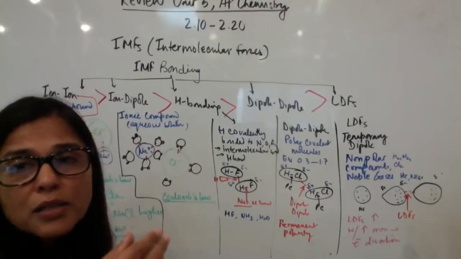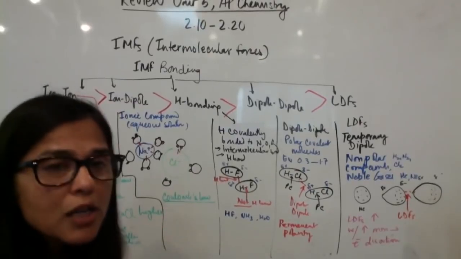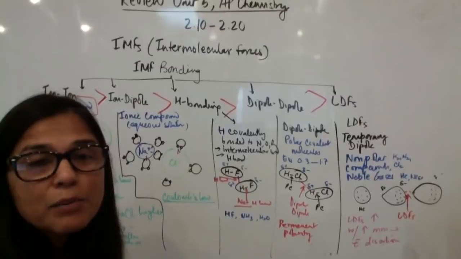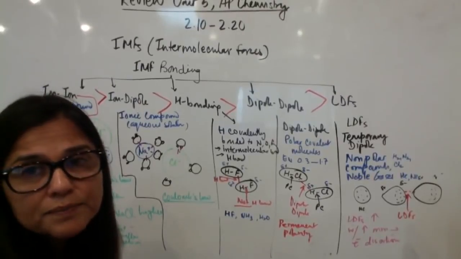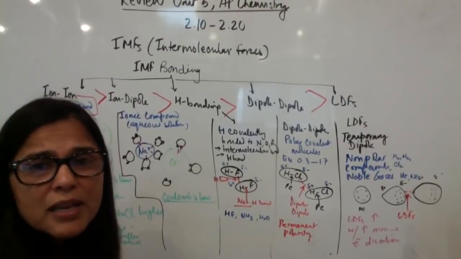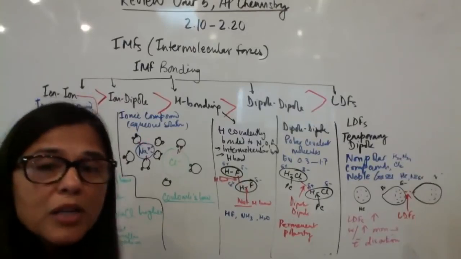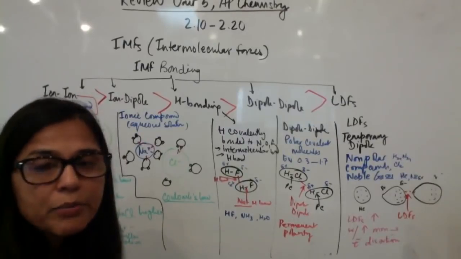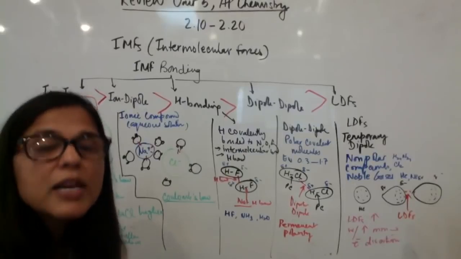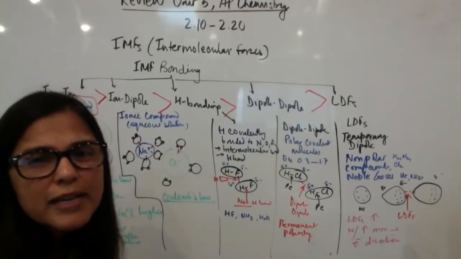Jocelyn, are ionic bond and ion-ion interchangeable? Ionic bond is the type of bond. Ion-ion is the type of interaction between them. So yes, I don't know if you really use them interchangeably. If a bond is asked, what is the bond? Then you'll say ionic bond. You don't say ion-ion bond. You say ion-ion interaction. So a slight difference.